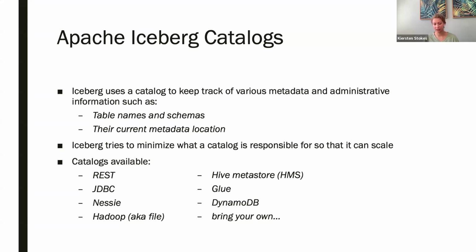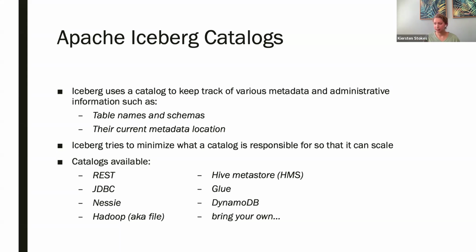That being said, it's still responsible for some things. One of those things is the atomicity of the atomic swap that happens when you're going from one version of metadata to another. And, naturally, if it's keeping track of these table names and namespaces, it has to be able to list those things when it's queried, it has to be able to create a table or a namespace, drop a table or a namespace, things like that.